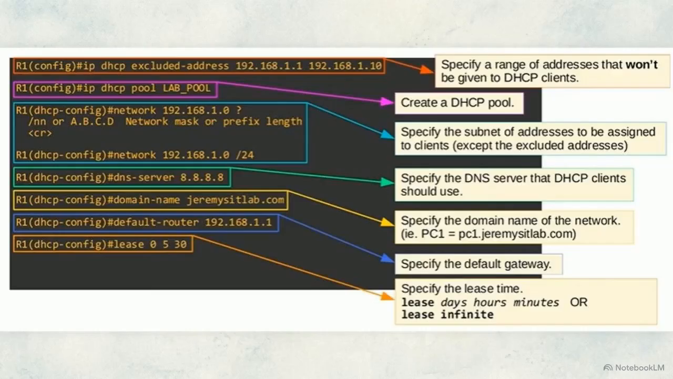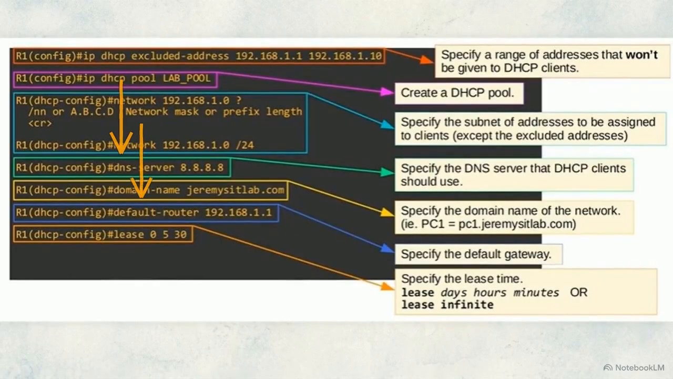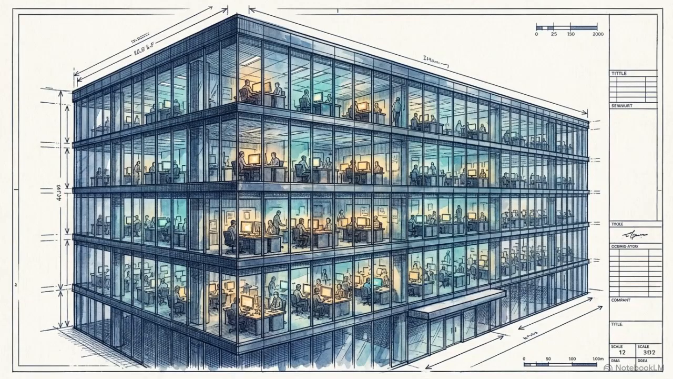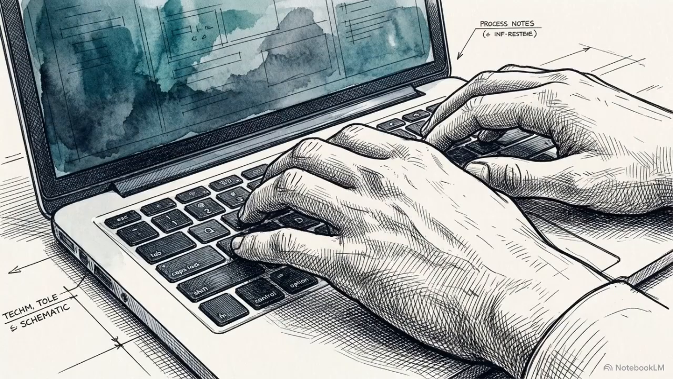With static IPs protected, we create a named pool using the IP DHCP pool command, then define the target network block. We also specify the DNS server and default gateway directly within this same configuration block. Centralizing these parameters into a single server means network administrators can update routing protocols or DNS settings across an entire enterprise instantly without logging into a single end-user workstation.